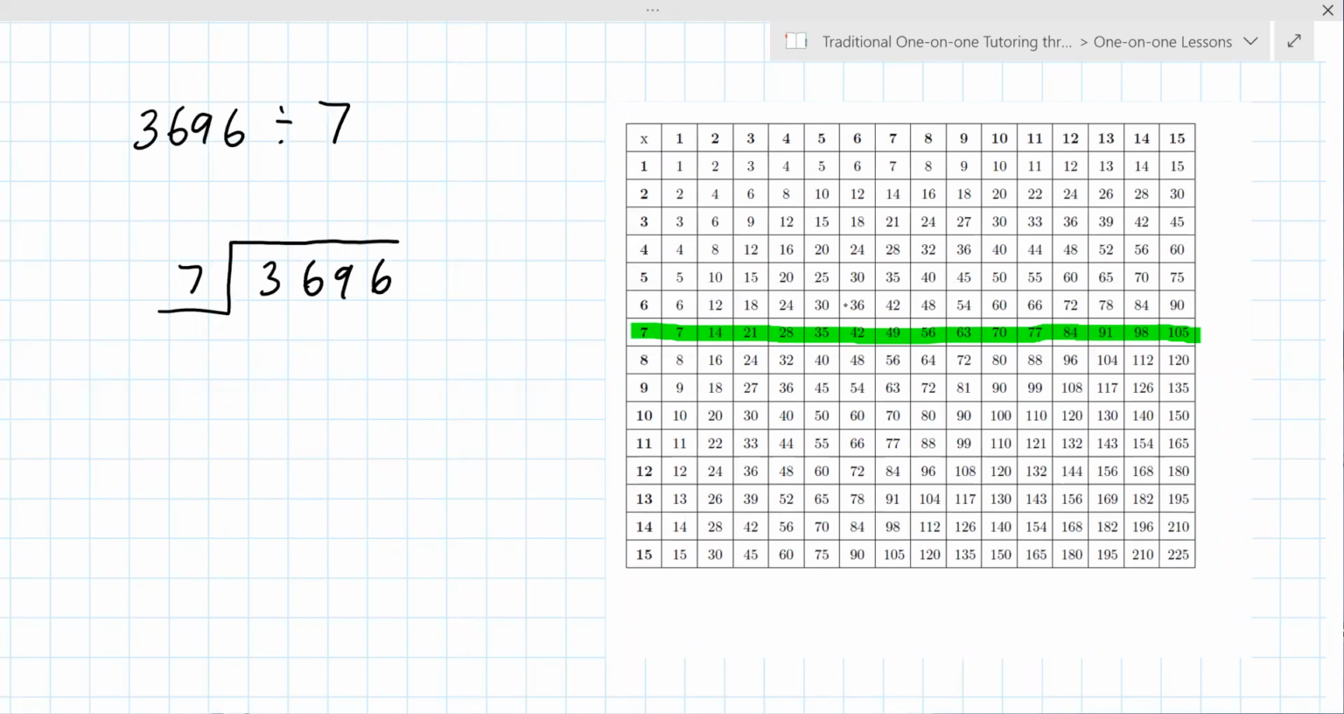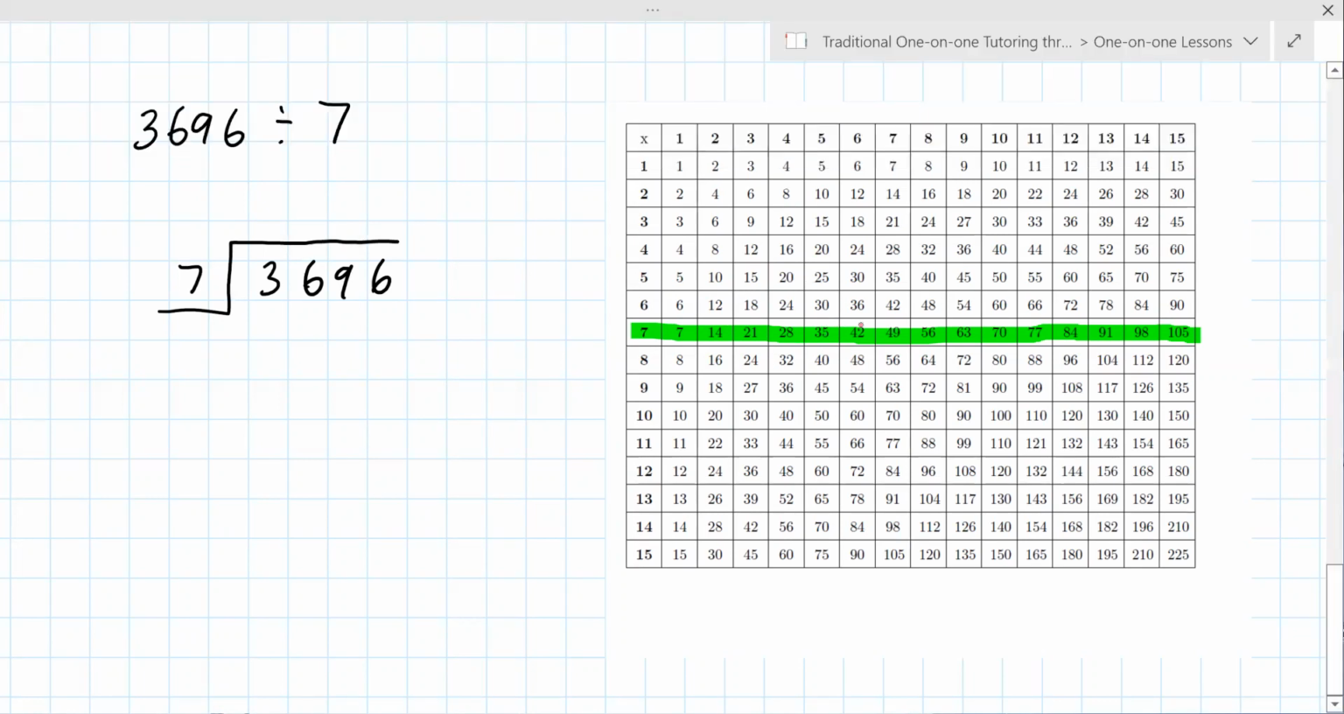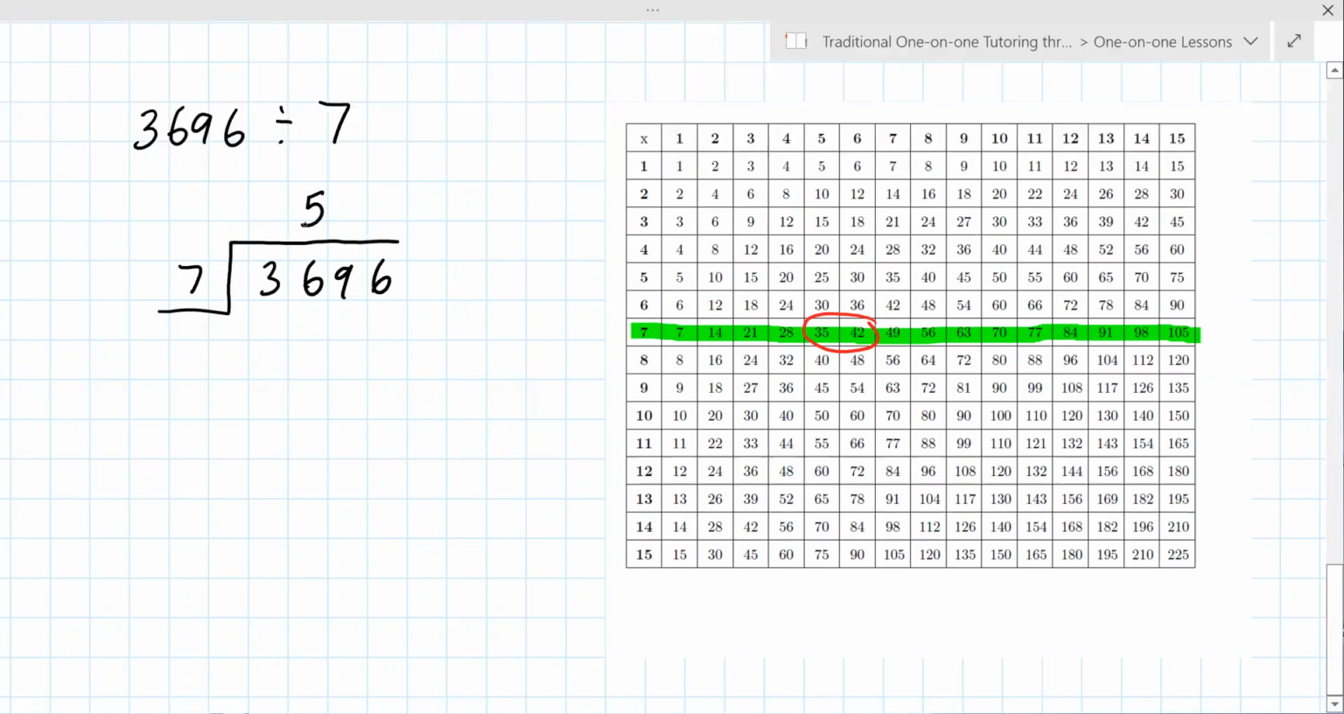Is it around 28 and 35? 36 is bigger than 35. Isn't 36 bigger than 35? Yes. So you look for the two numbers that are one smaller, one bigger. So 5? Yes, the 5 up there. 7 times 5. 35.